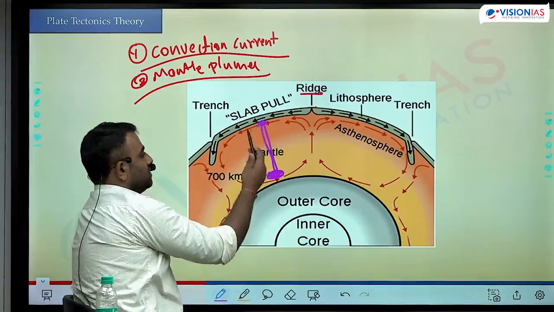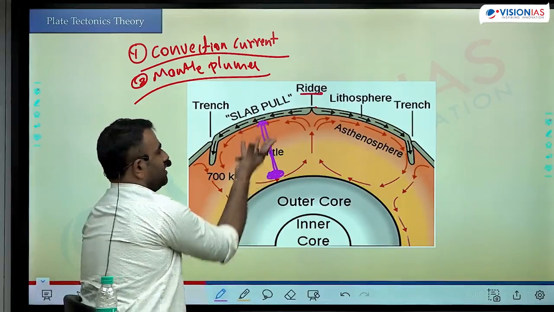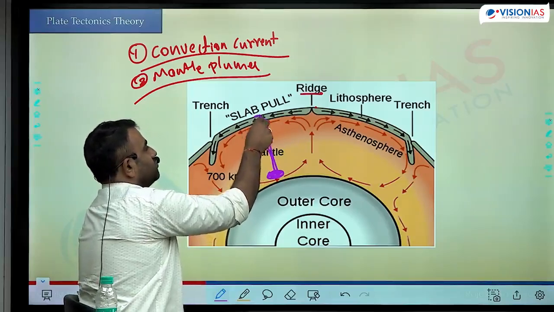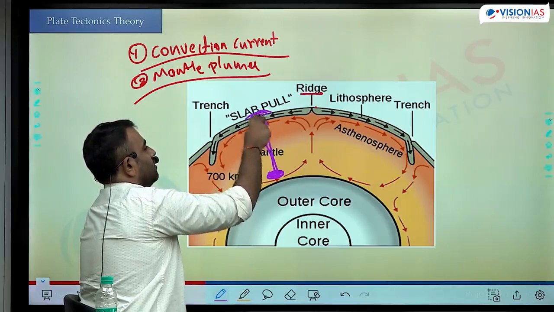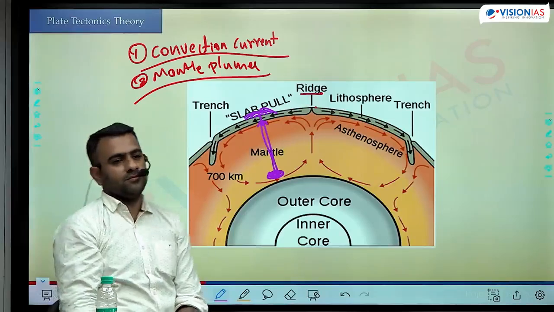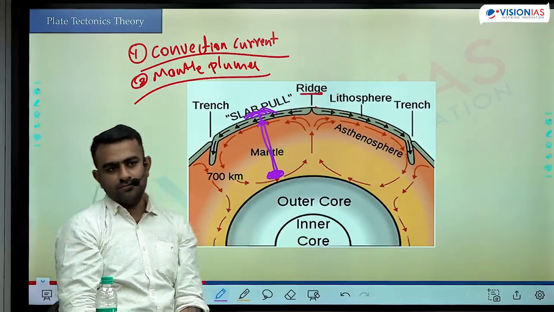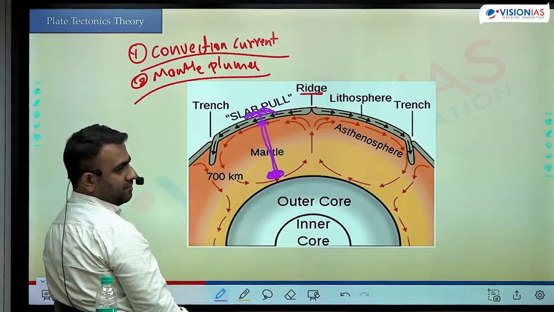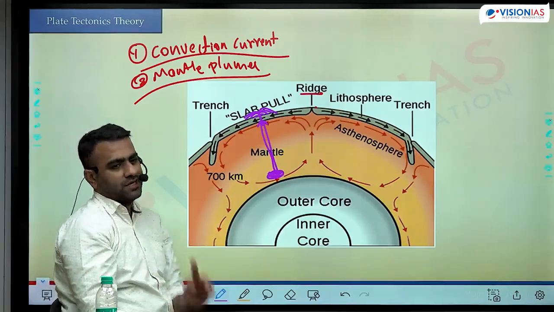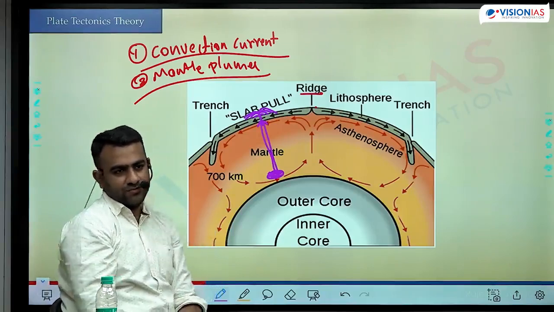Wherever it hits the lithosphere, there it spreads out. A part of it cracks and then comes out, creates volcanoes over there. This is called mantle plumes. Plumes of magma. What is the role of mantle plumes in plate motion? It transfers heat from the lower part to the upper part and keeps the plates in active motion.